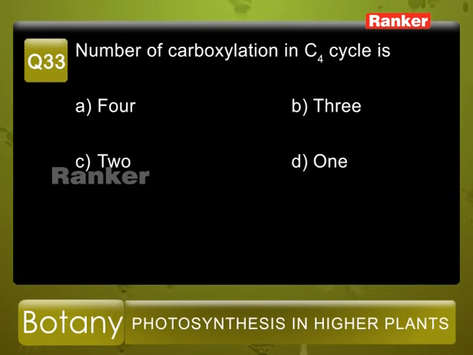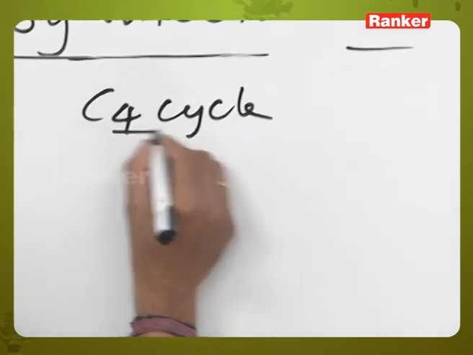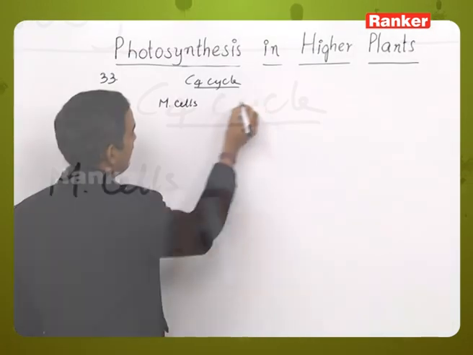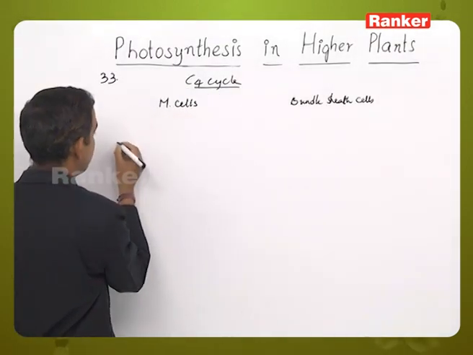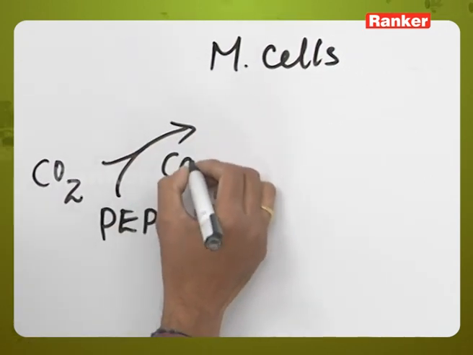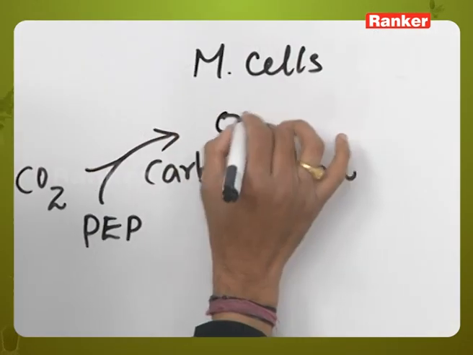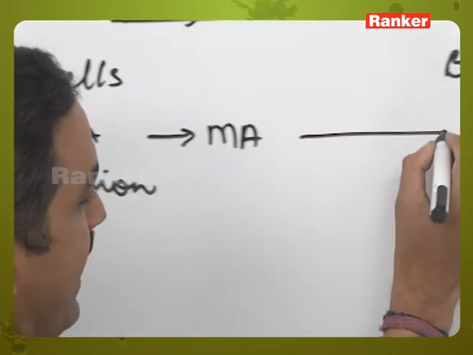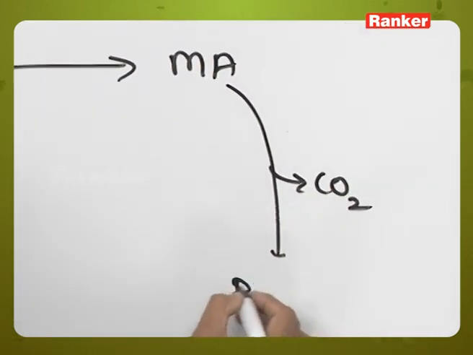Question number 33. The number of carboxylations in the C4 pathway is: A. 4, B. 3, C. 2 and D. 1. So here we know that it takes place in mesophyll cells and bundle sheath cells. In mesophyll cells, the primary acceptance of carbon dioxide by PEP, that is the first carboxylation, takes place, forming oxaloacetic acid, which is further converted into malic acid. The malic acid enters the bundle sheath cells, where it undergoes decarboxylation and is converted into pyruvic acid.